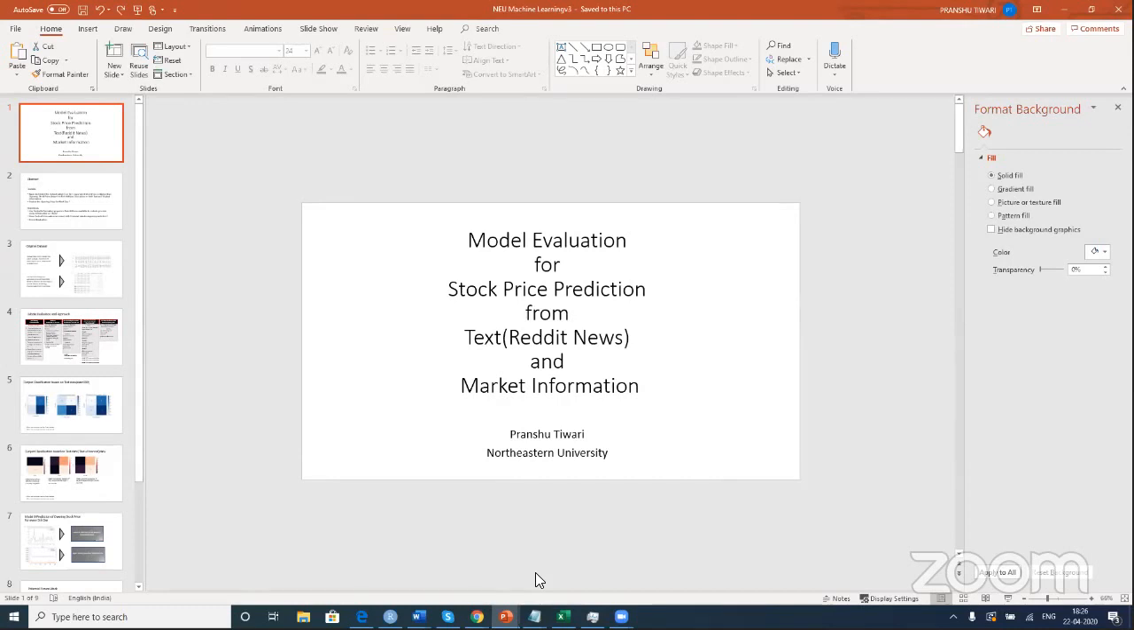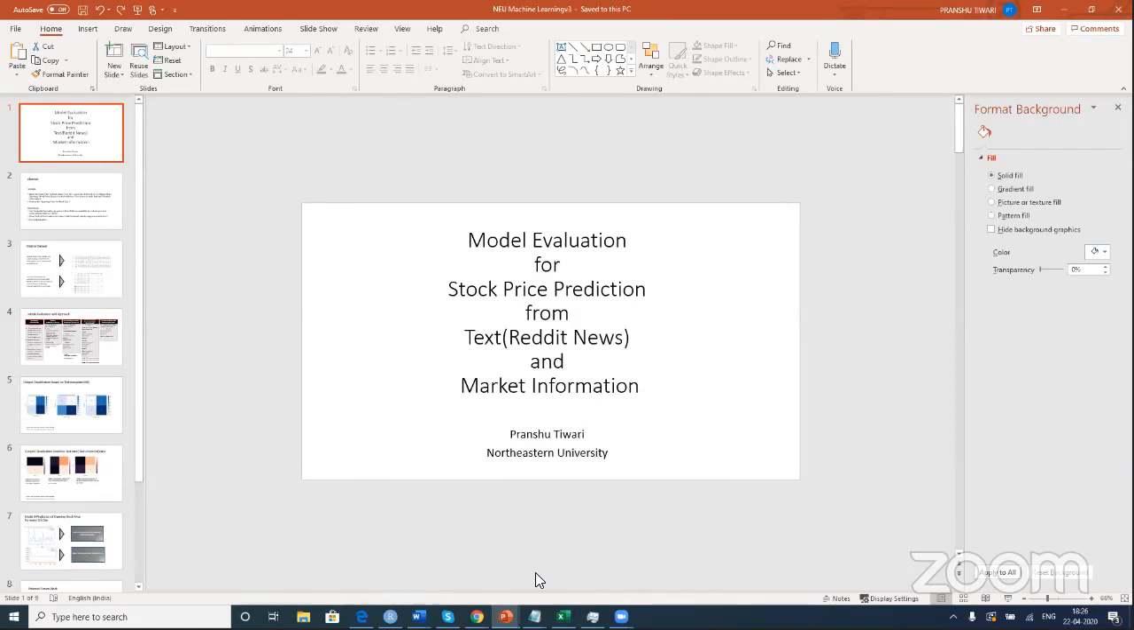So I think I have gone through some of the fairly interesting presentations, and I'll try to make this presentation equally interesting, although there are not many fascinating diagrams, because probably this is more of a literature project. So I took up this project on model evaluation for stock price prediction. And it was a fairly interesting project.